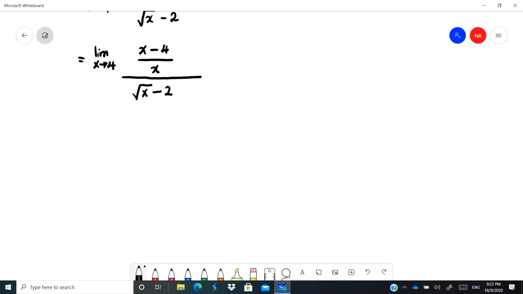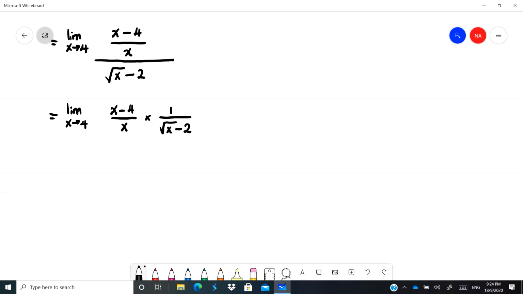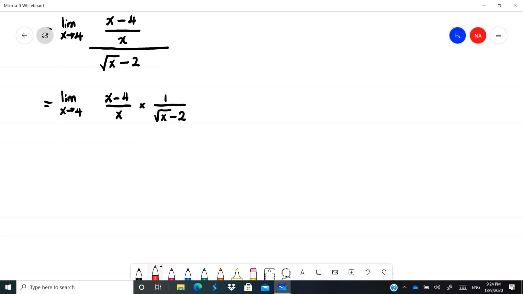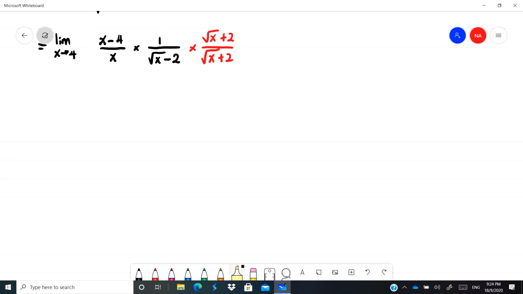Please take note that this can be written as the limit as x approaching 4 of x minus 4 over x, and then you multiply with 1 over square root x minus 2. So the one that you're going to multiply with the conjugate is this part only. So the conjugate will be multiplied with square root x plus 2 over square root x plus 2. Now we are going to expand this part only. Please take note that this part only should be expanded.